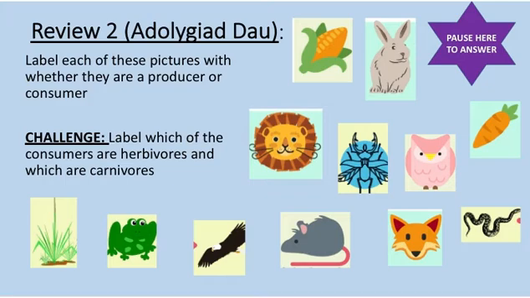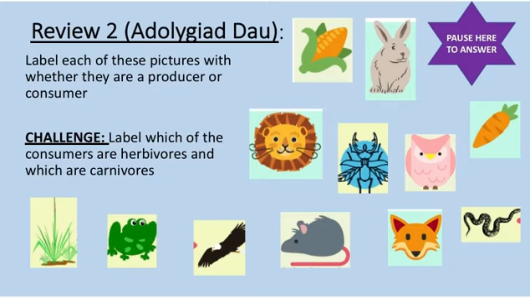Okay, so review 2, adolygiad 2. I want you to label each of these pictures with whether they are a producer or a consumer. And a challenge on top, which I think is more than doable. Label which of the consumers are herbivores and which are carnivores. Okay, so I've used all of the same animals that I just went through on my slides. So there's rabbit, lion, rat, eagle, grass, snake, etc. So it's all the same pictures, so hopefully you'll be able to do this.